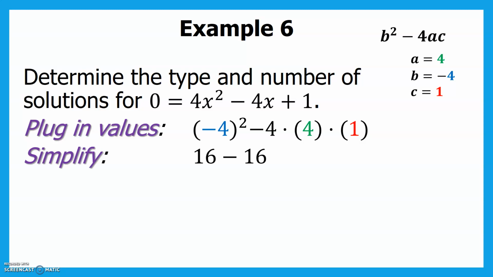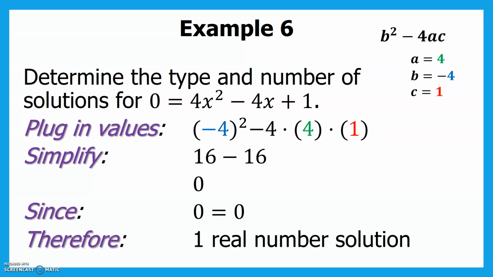Simplify. Well, negative 4 squared is positive 16. Negative 4 times 4 is negative 16 times 1 is negative 16. And I'm going to just simplify again. 16 minus 16 is 0. And since 0 equals 0, I'm going to get 1 real number solution. So again, that parabola has its vertex sitting right on the x-axis with just 1 real number solution.